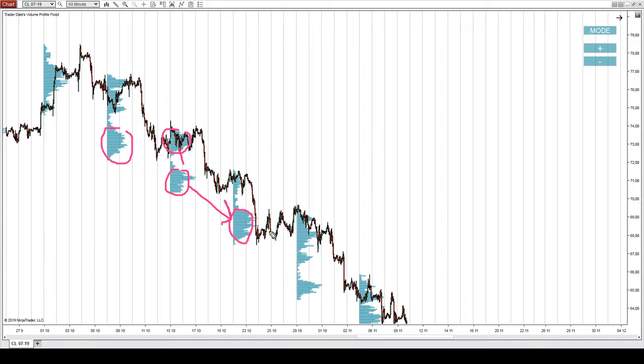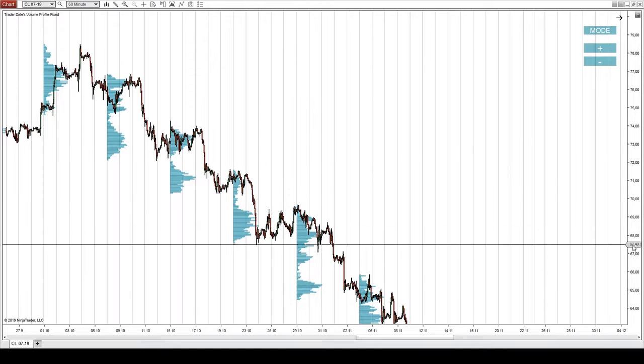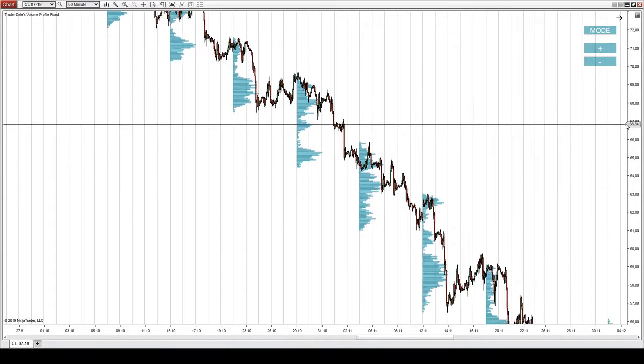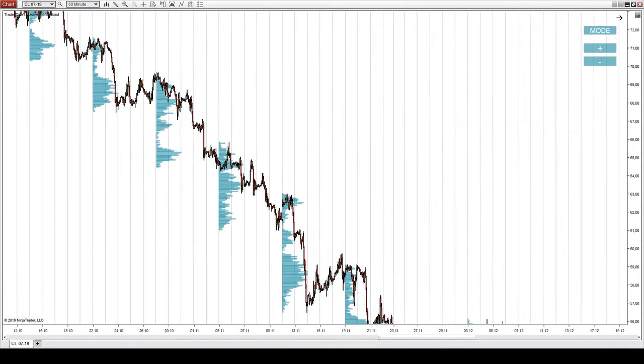The fair value is shifting downwards all of the time. This is how a downtrend looks like. Volumes shifting downwards. So after this B-shaped profile, there's a thin profile, aggressive trend activity the whole week. Then again, thin profile, aggressive selling activity for a whole week.